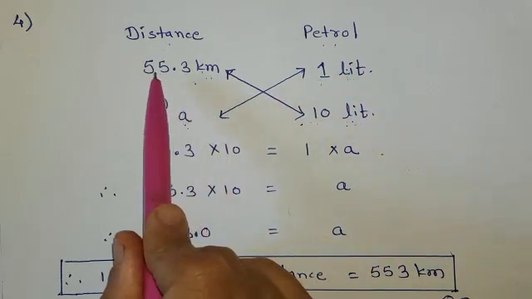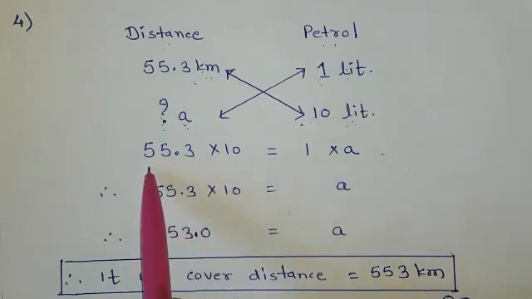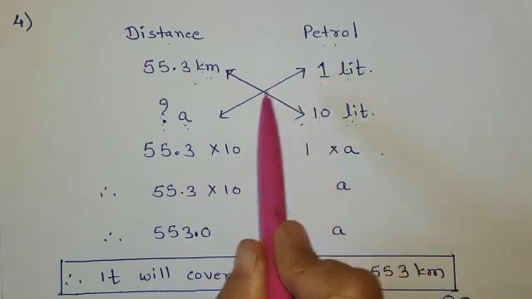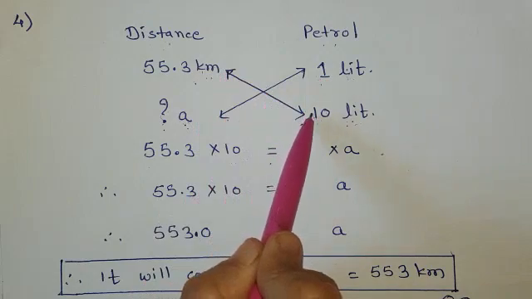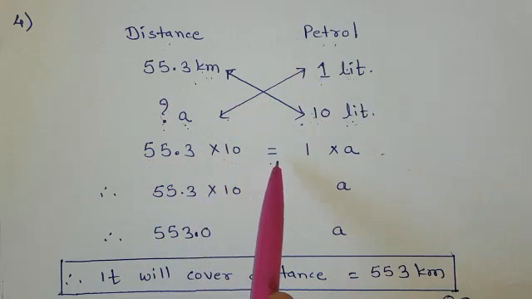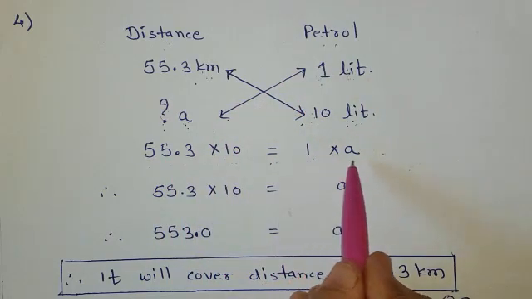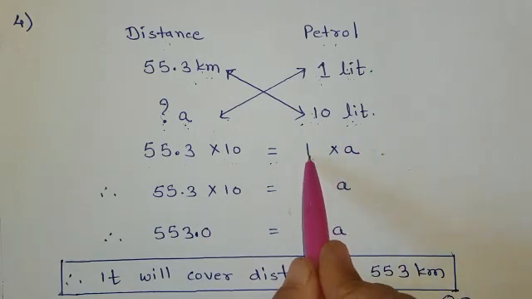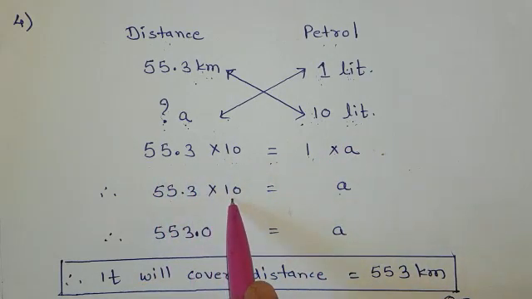So in cross multiplication, 55.3 multiplied by 10. So I have written here 55.3 multiplied by 10 is equal to 1 into A. See, in cross multiplication you have to multiply these two quantities and these two quantities. Now we know any number multiplied by 1 gives us the same answer. So 1 into A gives me A. These numbers I have written as it is.